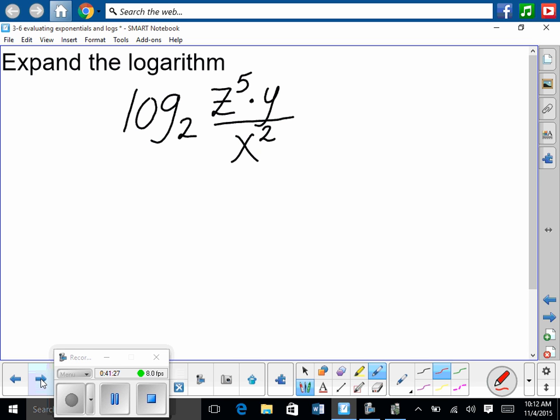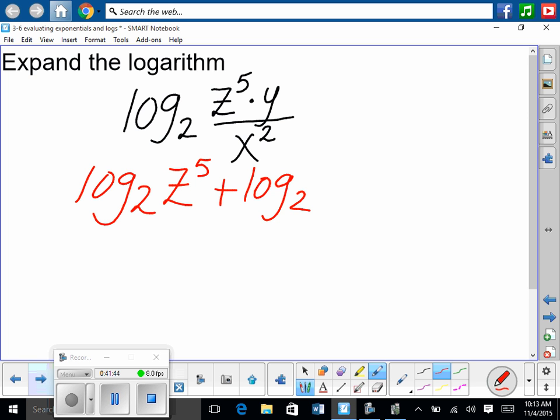A lot. So first things first, I'm going to split it up. So log to the base 2 of z to the 5th, and then it's being multiplied by y. So shouldn't it be add? When you multiply, you add. So this will be plus log to the base 2 of y. Does everybody understand how I did that first top part?